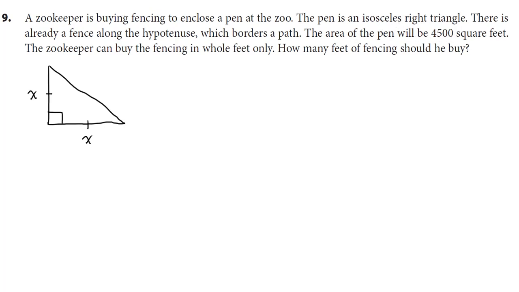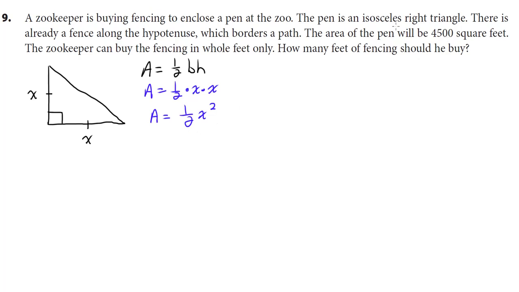So what do we need to remember? We need to remember the formula for area of a triangle. So area of a triangle is half base times height. So in this situation, that means that it is half times x times x, which gives us the area of this triangle is half x squared. And now we know what the area is.